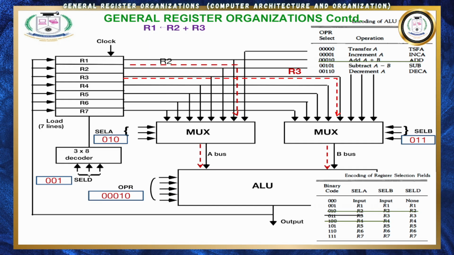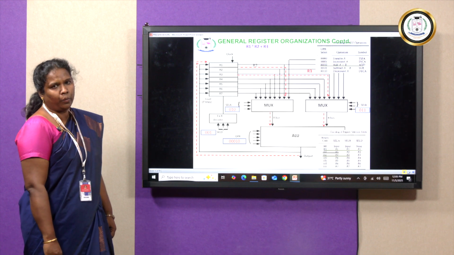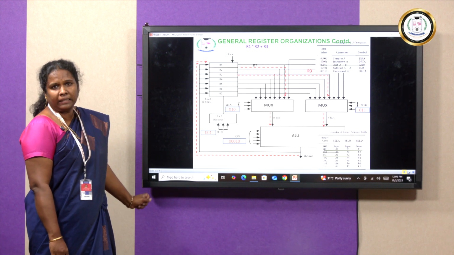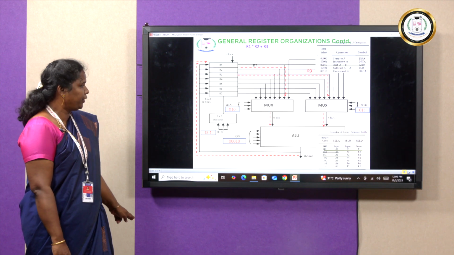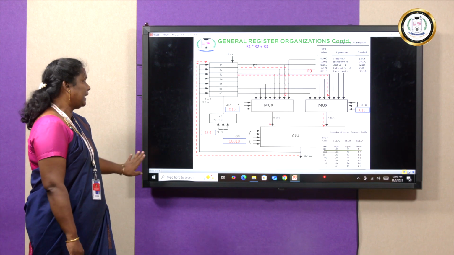Here we want to load the output value into R1. For selecting R1, the decoder value should be 001. So by making the select D value 001, the output will be loaded in register 1. So we have selected data from R2 and R3, we have done the arithmetic operation by the ALU, and again we have loaded the result in register R1.